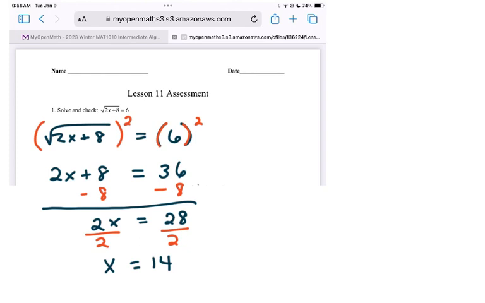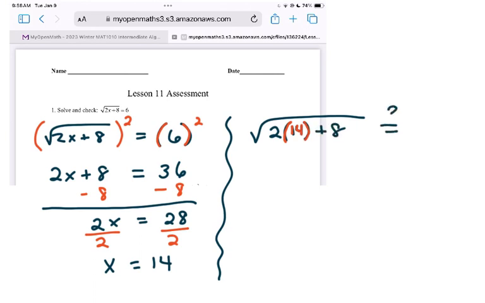And so we solved this, and now what we want to do is to check. So checking involves PEMDAS and replacing our x with the number that we solved for at the end, that 14 right there, plus 8.